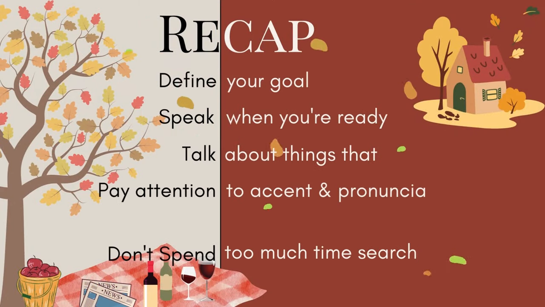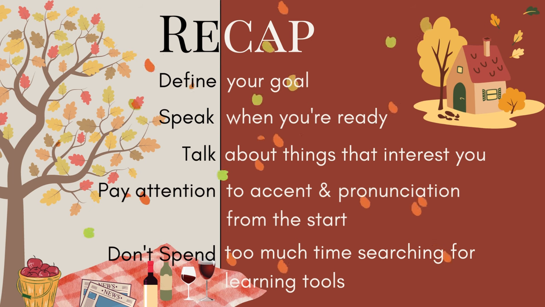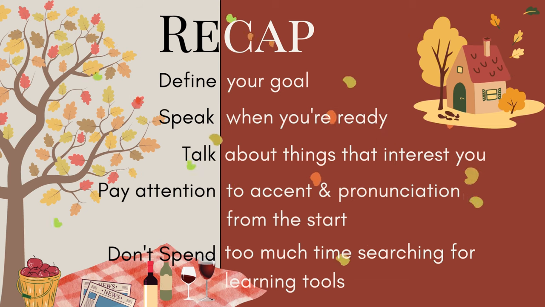So that's it. To recap, my recommendations to all beginner English learners are 1. Define your goal. 2. Speak when you're ready to. There's no rush. 3. When you do talk, talk about things that interest you. 4. Pay attention to accent and pronunciation from the start. And 5. Don't spend too much time searching for learning tools.